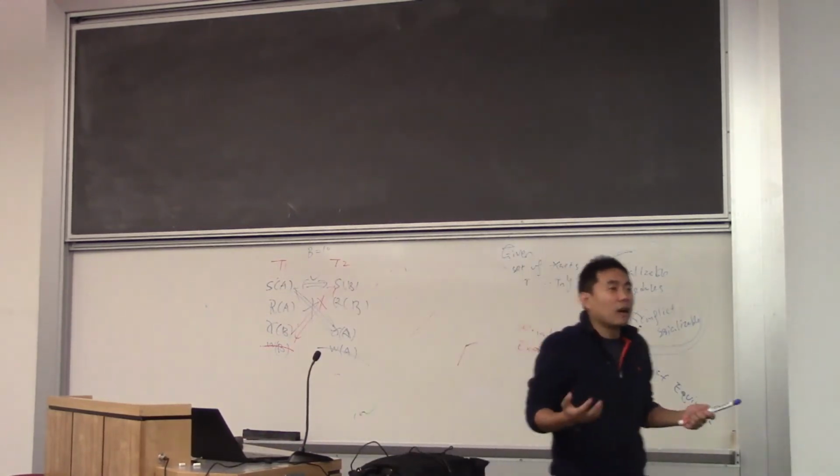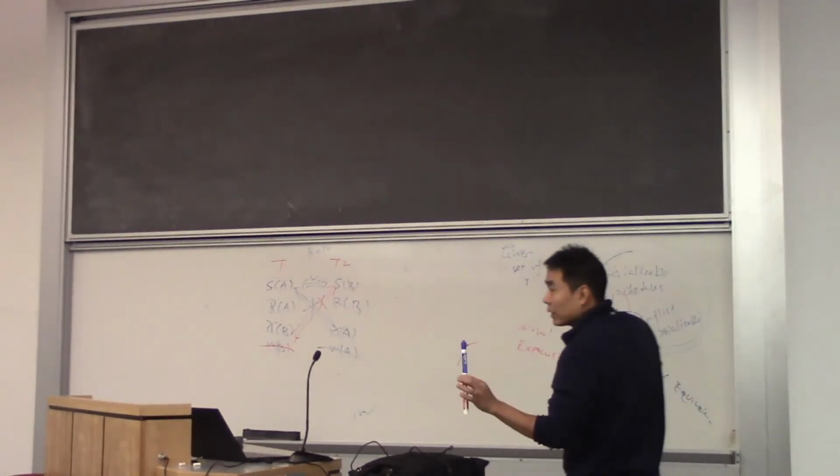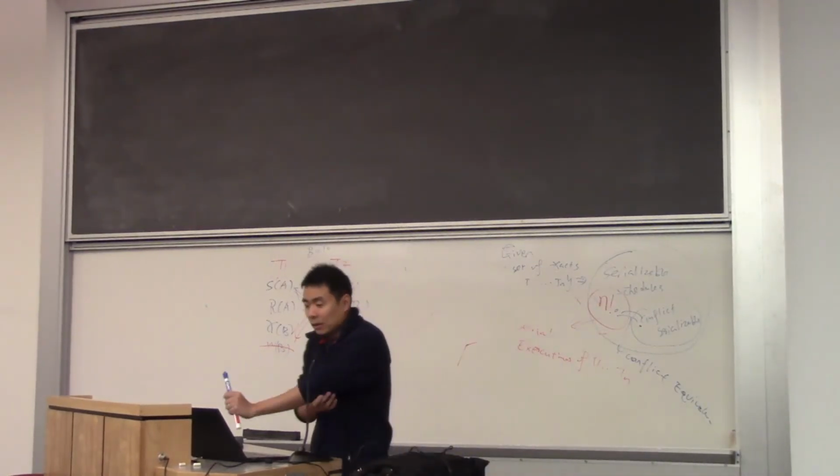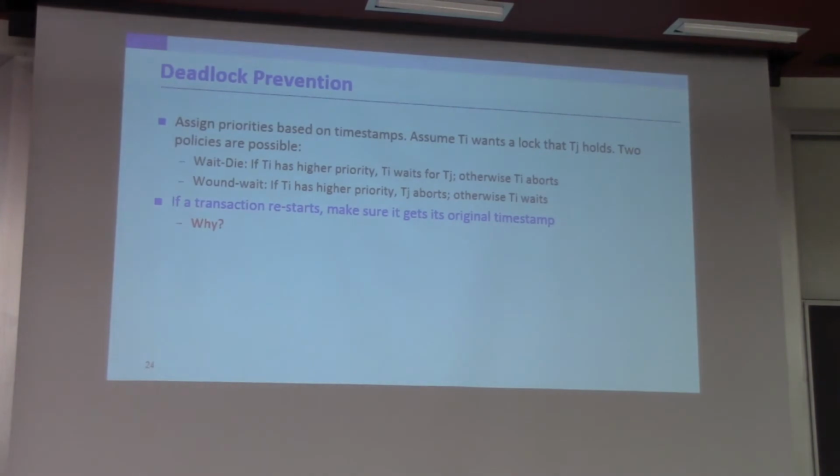So obviously you cannot have a database system like this. You have to do something about it. And there are two ways to address this issue. One is deadlock prevention. The other is called deadlock detection. So let me explain both of them.